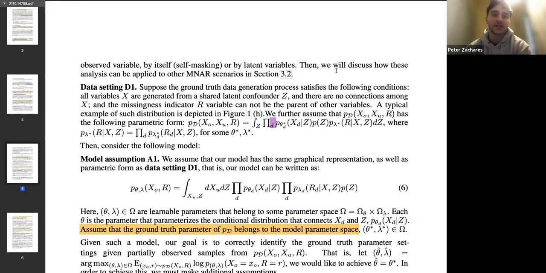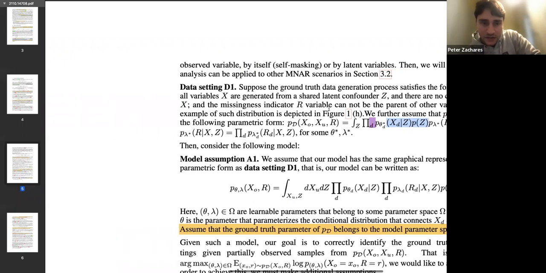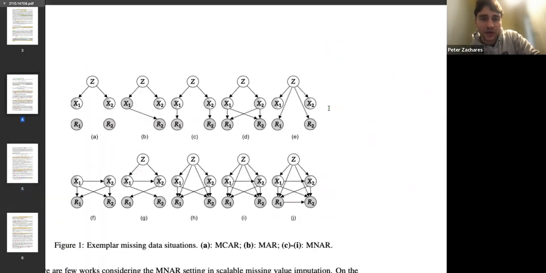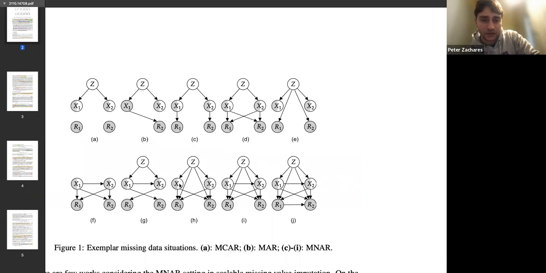So the first assumption they make is about the data, and the assumption, I think, is basically that the data, the features X, are not conditionally dependent on each other given Z. So that's what's expressed here, and that's expressed in figure 1H, which is this one over here. So there's no connection between X1 and X2.